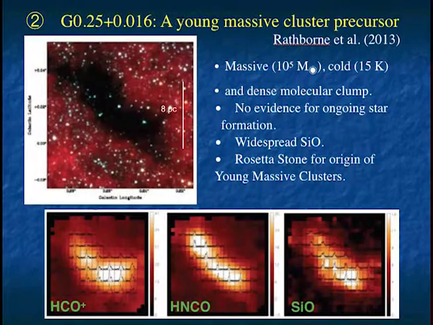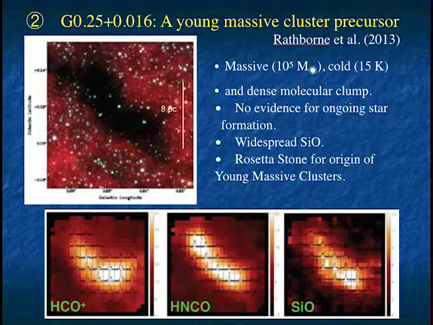Then we have this observation of a young massive cluster precursor. This is a source called G0.5, which has this polar characteristic. They have 10 to 5 solar masses. It's a very cold and dense molecular clump that is very near the galactic center, about 100 parsecs from the galactic center. No evidence for ongoing star formation until yesterday, when I talked to Luis Felipe, who sent the paper to arXiv only 2 days ago or something.